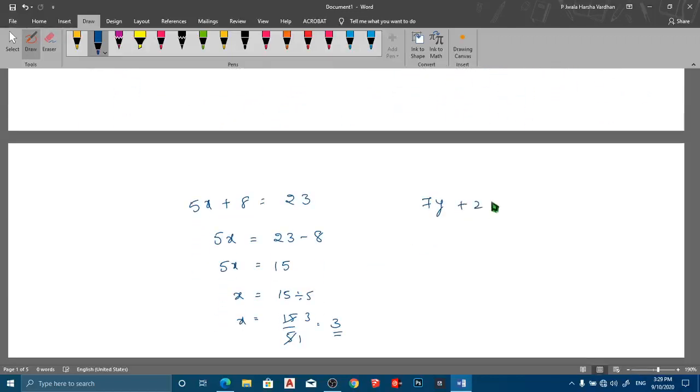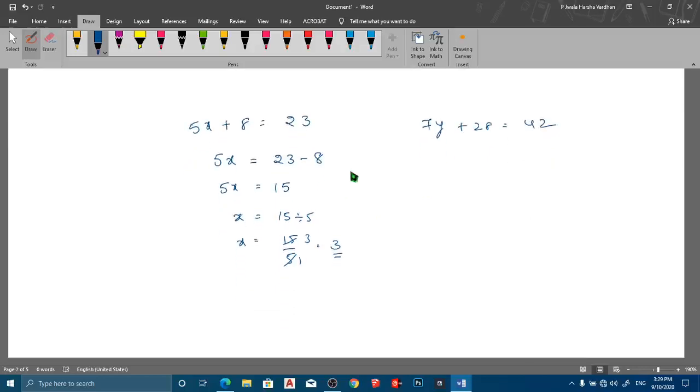7y plus 28 is equal to 42. So to solve this, by using the transposition method, we want the y value only here, which is the variable. So keep the y term only on the left side and send this constant term to the right side, where plus 28 will become minus 28. If it is minus 28 in the problem, it will become plus 28.